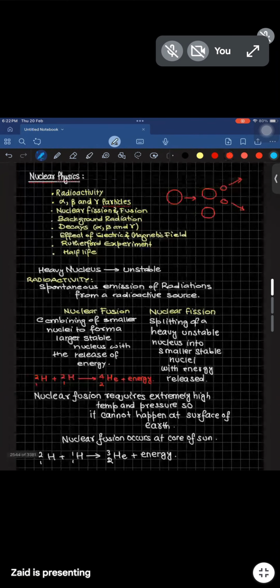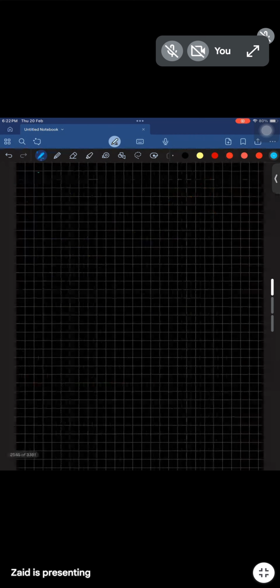So the emissions which we are having from the radioactive source can be either of three types. So we have got alpha particles, we have got beta particles, and we have got gamma rays.